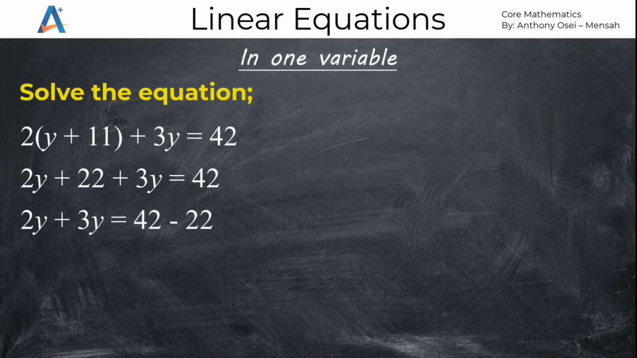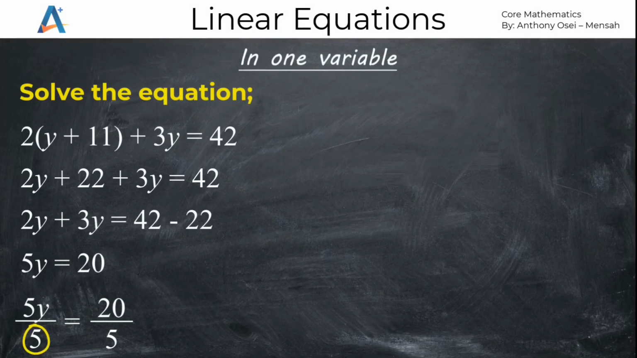Now we have to simplify. 2y plus 3y gives me 5y, which is equal to 42 minus 22, which gives me 20. We continue to make y the subject by dividing both sides by 5. Since the coefficient of 5y is 5, and it is equal to 20, we will divide because they are multiplying. So we divide here by 5, and we divide here too by 5. We divide both sides since the equal sign says so.